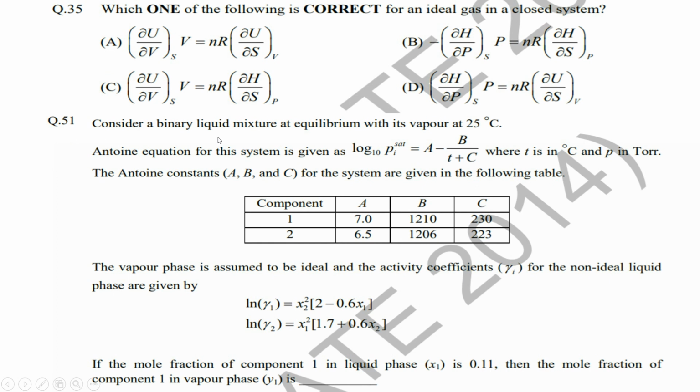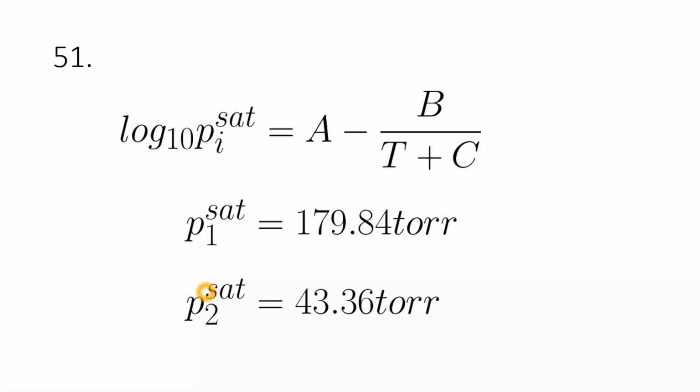Our next question, question number 51. Consider a binary liquid mixture at equilibrium with its vapor at 25 degrees centigrade. The Antoine equation for this system is given as log base 10 P, and we have the Antoine constants, and the vapor phase is assumed to be ideal. Remember this. The activity coefficients for the non-ideal liquid phase are given as ln gamma 1 and ln gamma 2. If the mole fraction of component 1 in the liquid phase is 0.11, then the mole fraction of component 1 in the vapor phase is? Let's start with the solution here.